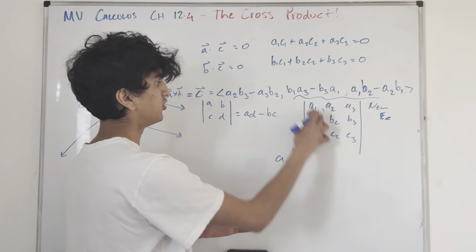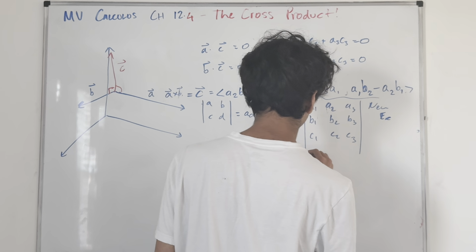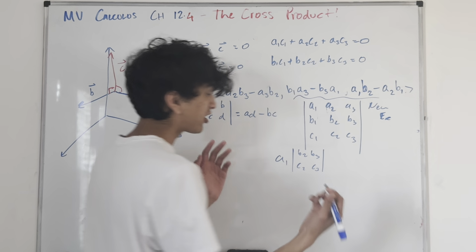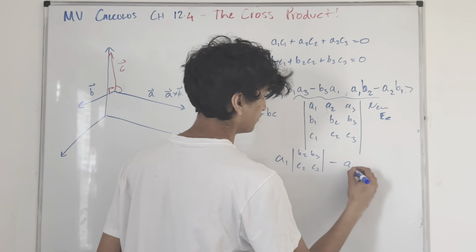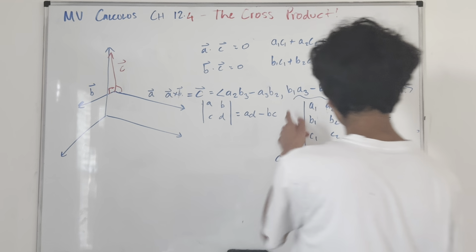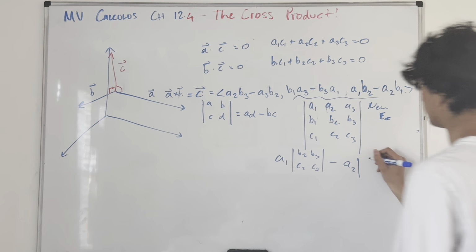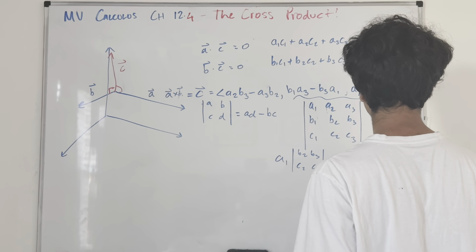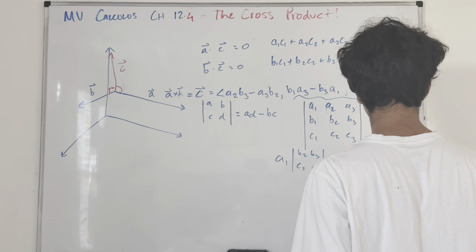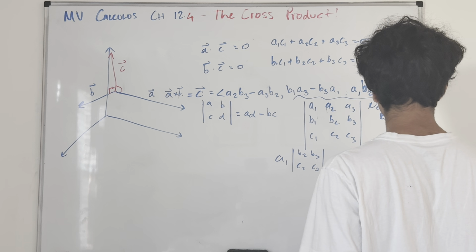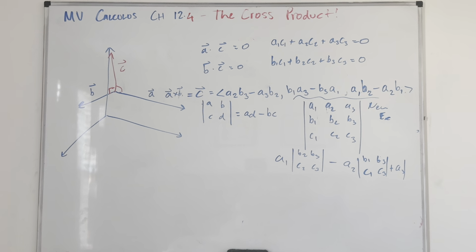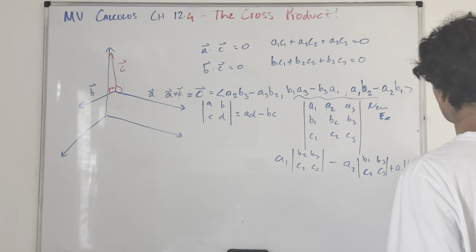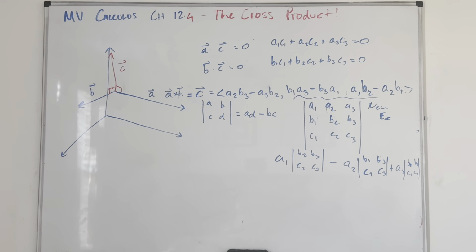I do A1 times the determinant of B2, B3, C2, C3. Then I subtract A2 times the determinant of B1, B3, C1, C3, and I believe these are called minors. Then plus A3 times the determinant of B1, B2, C1, C2. So that's pretty cool.